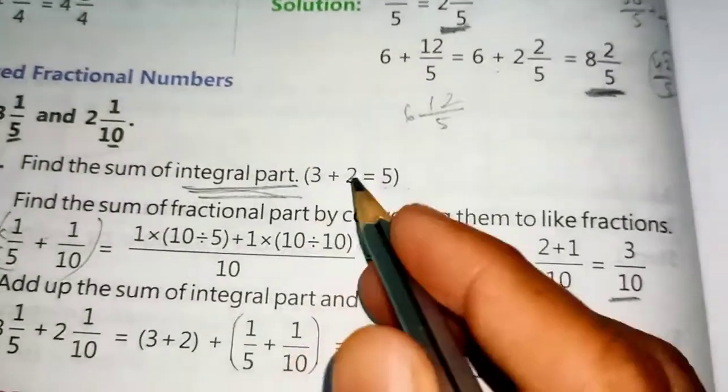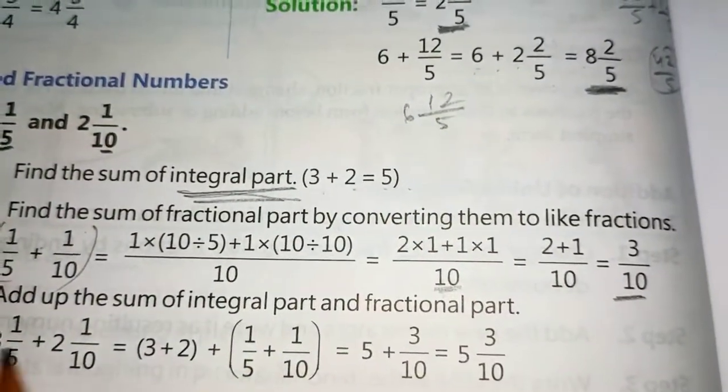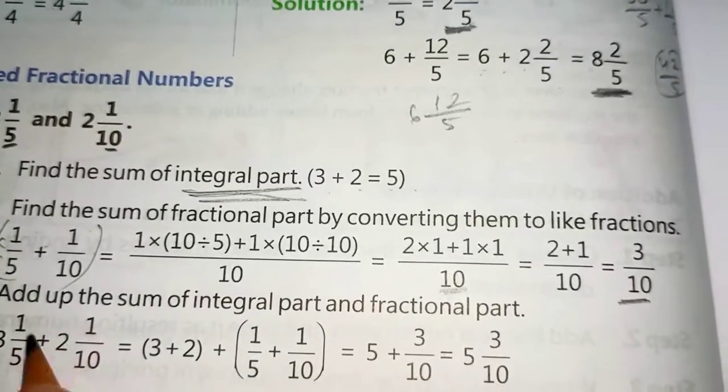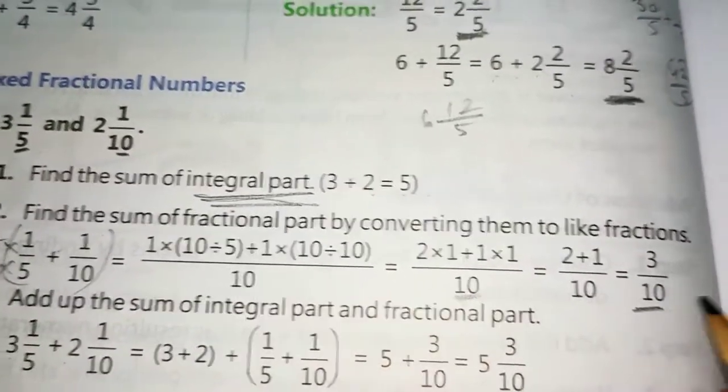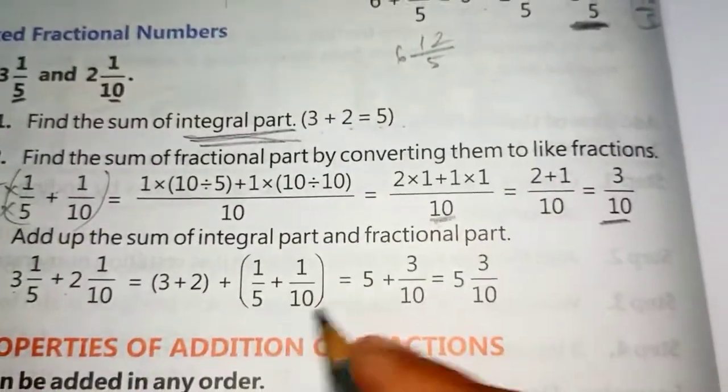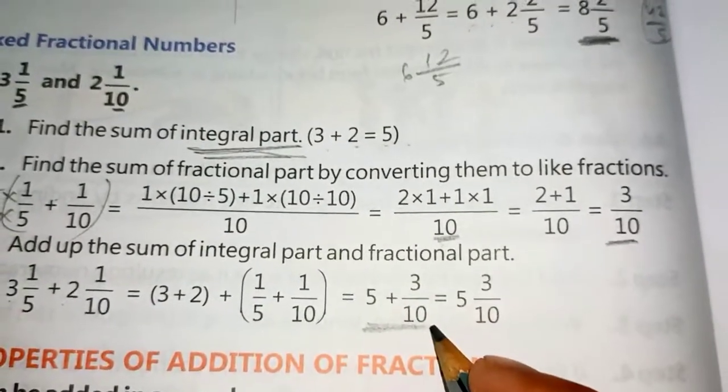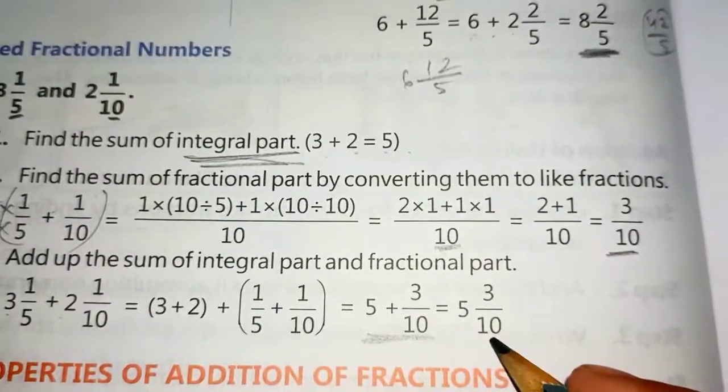So 3 plus 2, 5, and here 1 by 5 plus 1 by 10, 3 by 10. So we can write 5 plus 3 by 10 as 5 and 3 by 10.